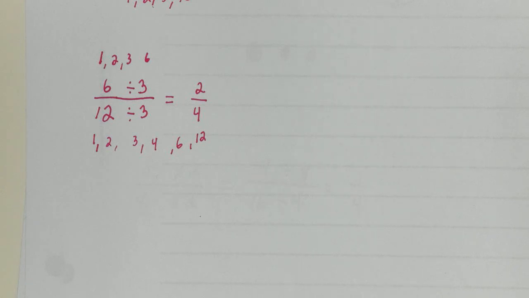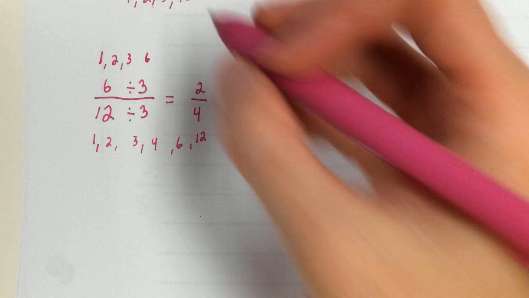What are the factors of 2? No, those are multiples. Remember, the factors are the numbers that I multiply to get. So, what are the factors of 2? What do I multiply together to get to 2? 1 times 2, right? Okay? So those are the factors of 2.